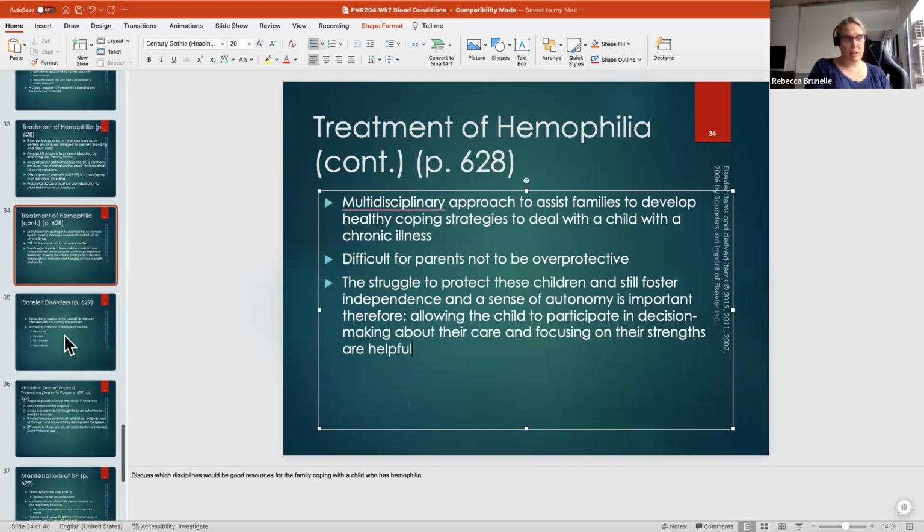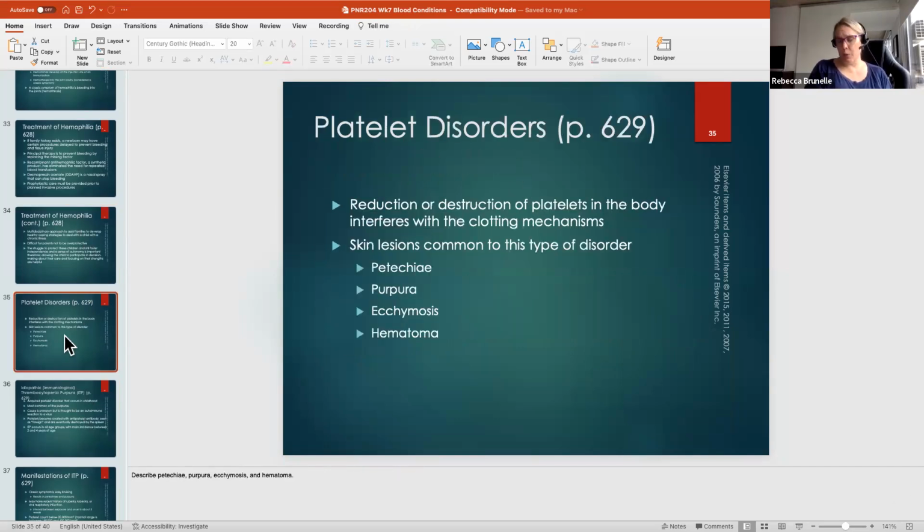So the last thing that we're going to talk about is platelet disorders. Do you guys have any questions about the hemophilia before we move on?